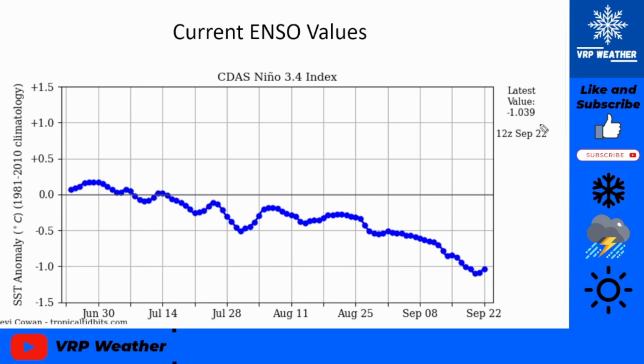But anyways, talking about the Nino 3.4 index, sorry about that. Our latest value you can see is right here, negative 1.039. So right around negative 1.0, and that is a borderline, I'd say, moderate La Nina. You can see in the previous graph it's been a steady decline into La Nina territory. This is kind of what we're expecting.